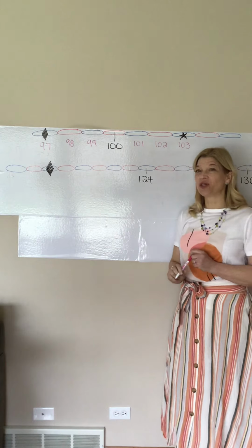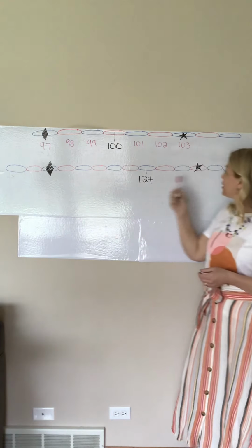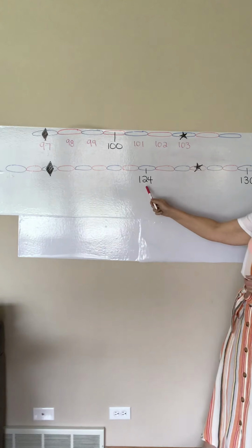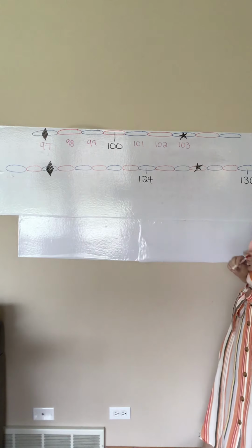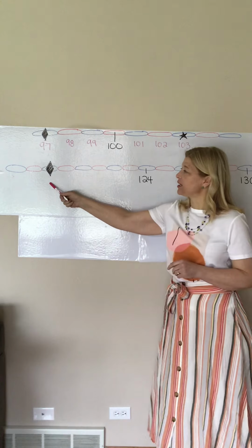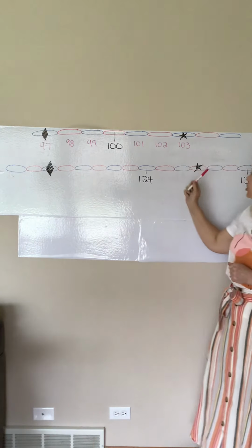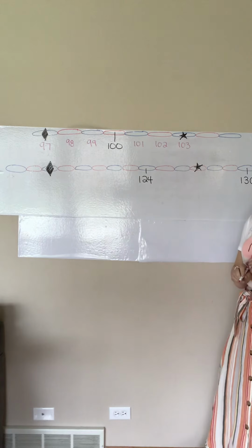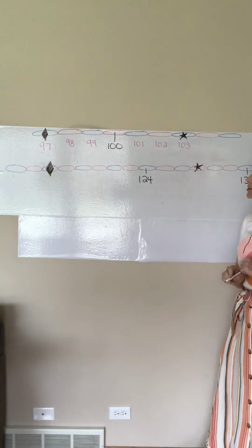Okay. We're going to look at another chain. This one's a little bit longer, and I have two numbers on this chain. First, I'm going to figure out which number the diamond represents. Then I'm going to figure out which number the star represents. And then I have some additional math problems.